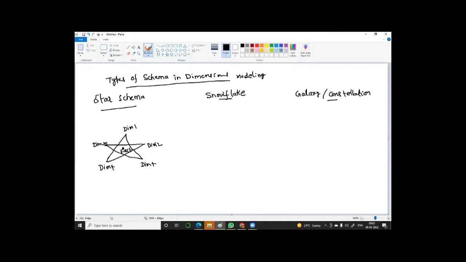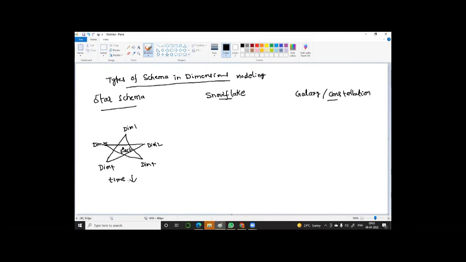Why the star schema is fundamental: it is simple in structure and easy to understand, and query effectiveness is good. It means you can immediately answer or do analysis, and processing time is also less in the case of the star schema.